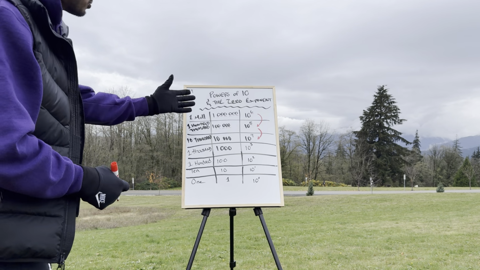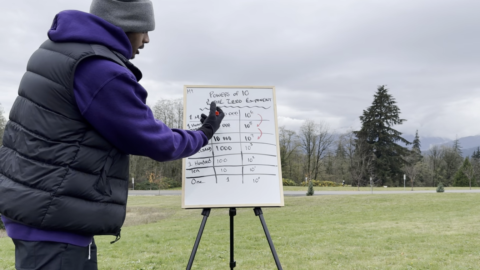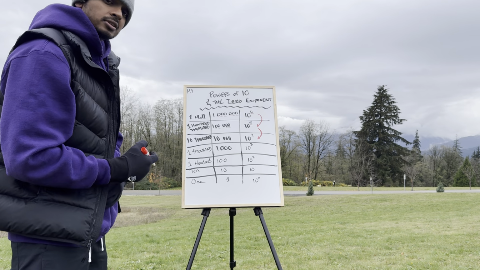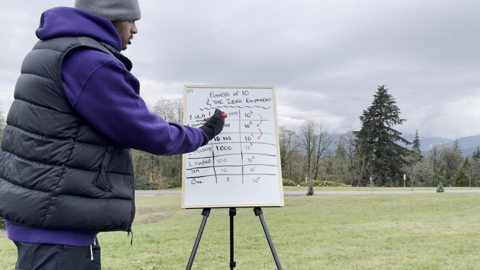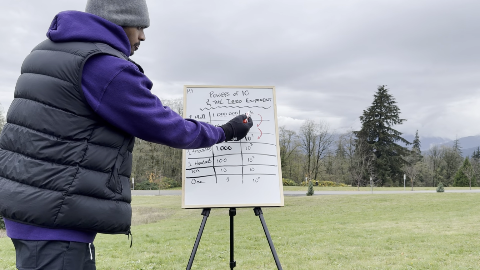All right, now we're talking powers of 10 and the zero exponent. So let's start here, 1 million, aka 1 and a bunch of zeros. 6 zeros to be exact. To write this as a power of 10, we use the exponent 6. Now notice a pattern here.